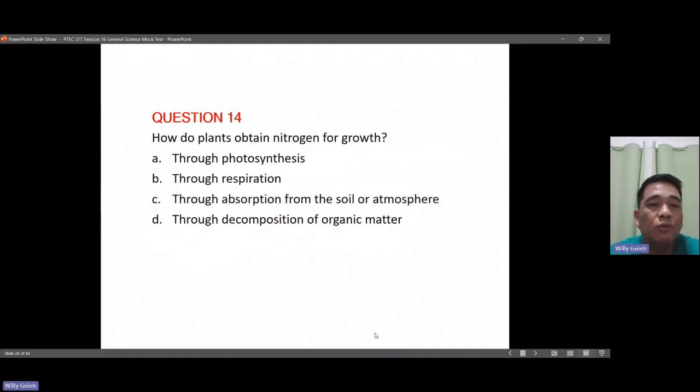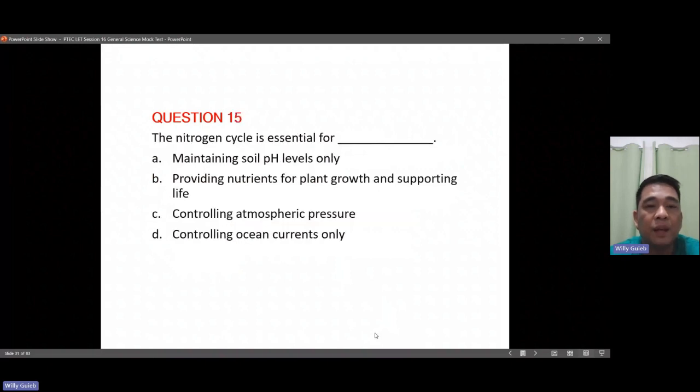14, how do plants obtain nitrogen for growth? A, through photosynthesis, B, through respiration, C, through absorption from the soil or atmosphere, or D, through decomposition of organic matter. I said earlier, because of the nitrogen fixation process that converts nitrogen into the nitrate form, these nitrates are found in the soil and thereby they are absorbed from the soil by the plant via their roots.